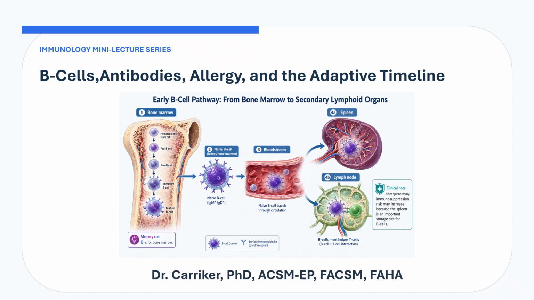So far, we've spent a lot of time talking about T cells in this immunology mini-series, but adaptive immunity is only half the story without B cells and antibodies. This segment focuses on the humoral side of immunity and shows how antibody class, allergy, and immune timing all fit into the same overall framework.